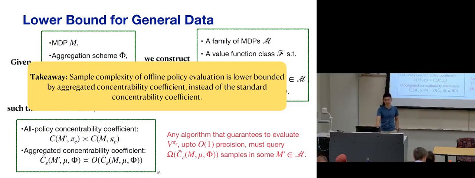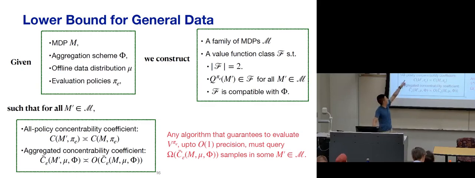For any MDP M, aggregation scheme phi and offline data distribution mu, and the evaluation policy can be arbitrary. You can say something like that. So this thing adapts to the MDP. This concentrability coefficient adapts to the MDP.